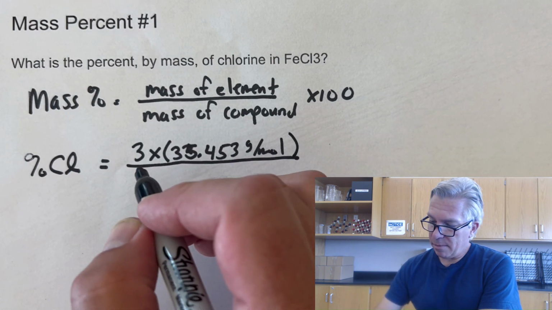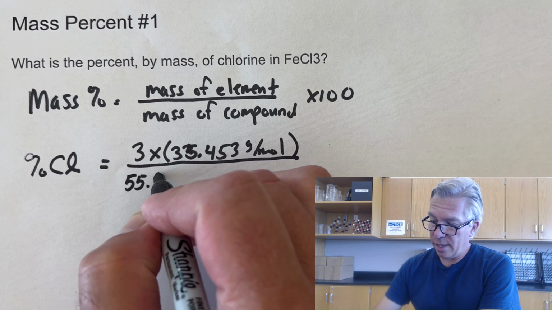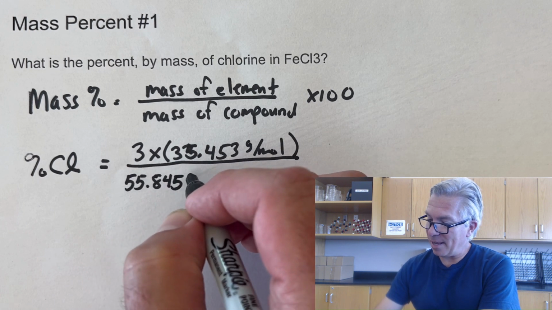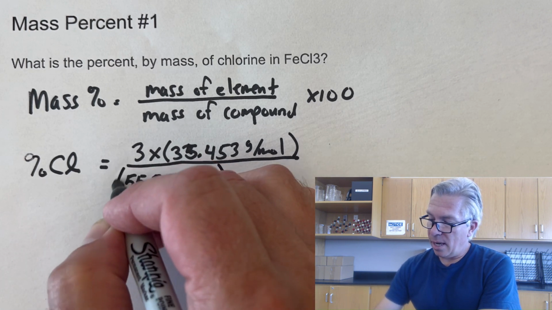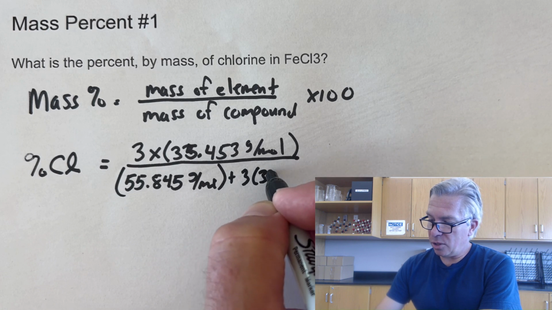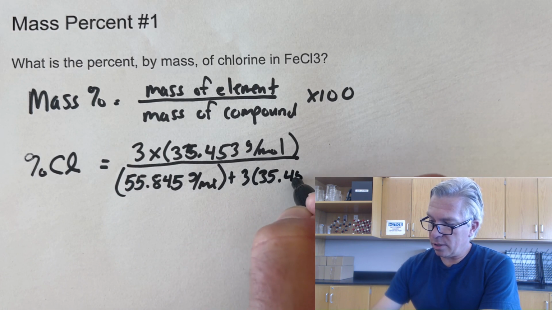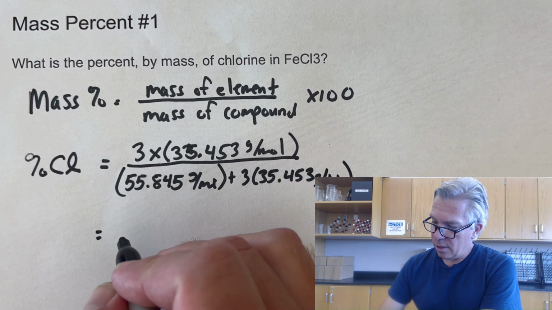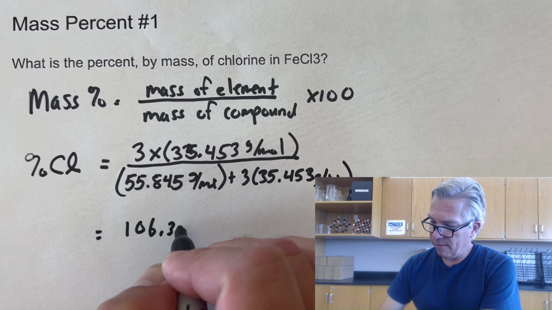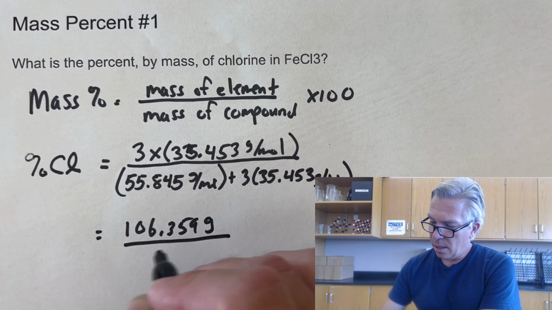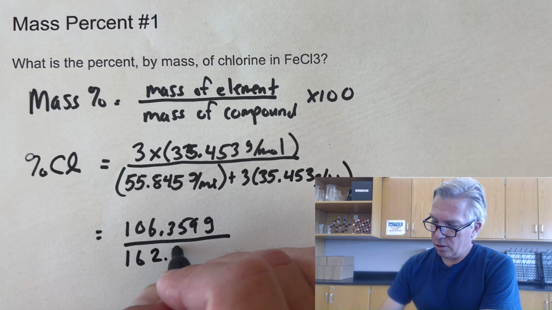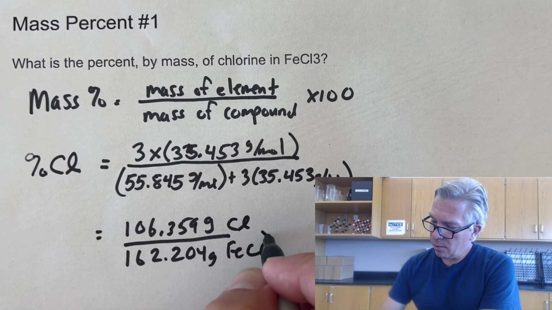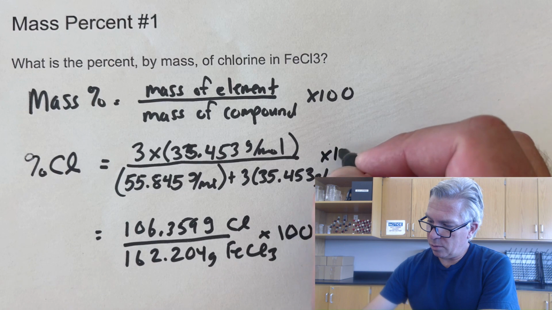Now, we also have to add up the mass of the entire compound, which includes iron at 55.845 grams per mole, and also those 3 chlorines. I'm showing you all of the work here so you know where the numbers come from. If I work this out a little bit further, the top part becomes 106.359 grams, and the bottom part becomes 162.204 grams. And we're going to multiply that by 100 once we calculate it all out.